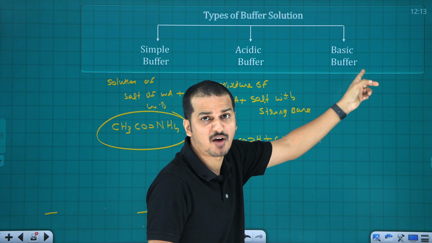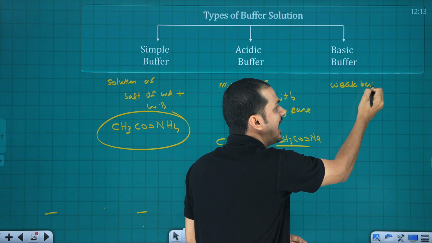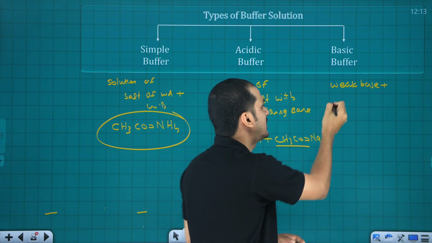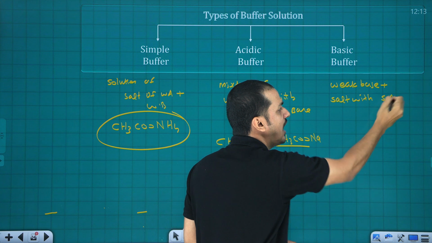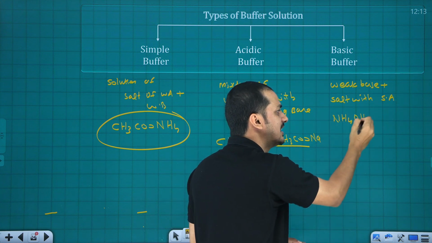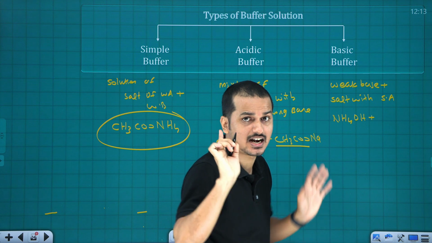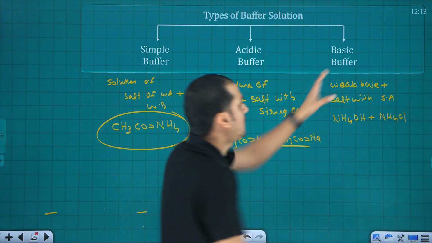And basic buffer means weak base and its salt with strong acid. For example, NH4OH, weak base, and its conjugate acid containing salt. What is that? NH4Cl. So that is the basic buffer.